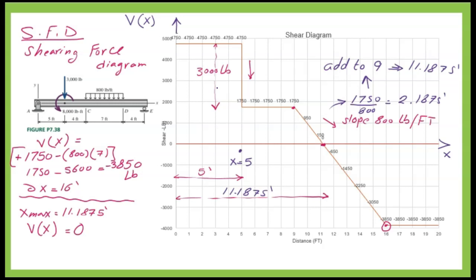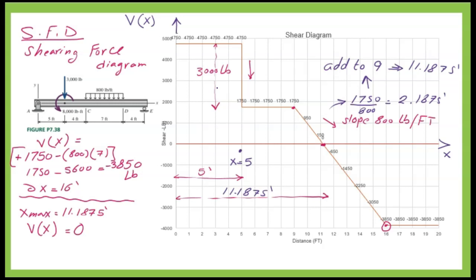Then due to the concentrated load, we have a drop of 3,000 pounds. So we have 4,750 minus 3,000, which is 1,750. Then comes the uniformly distributed load of 800 going downwards. So we have a slope or drop of 800 pounds per foot. This is the value at x equal to 9 feet. We have 1,750 going down with a slope of 800 pounds per foot.